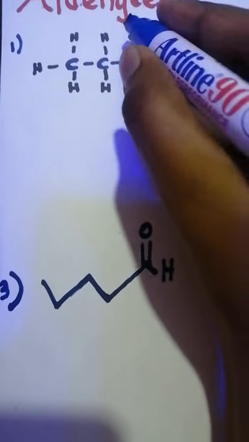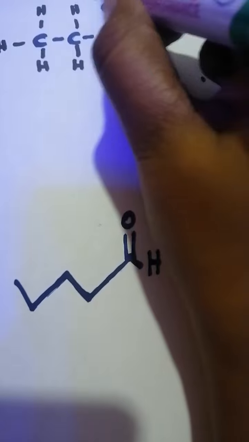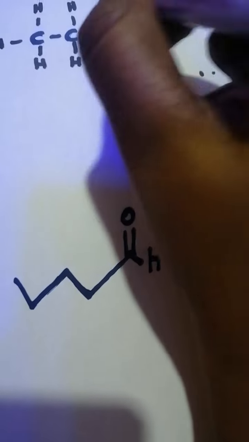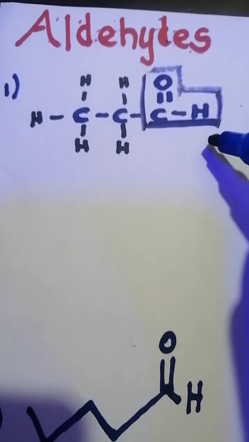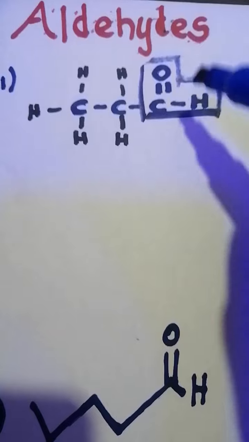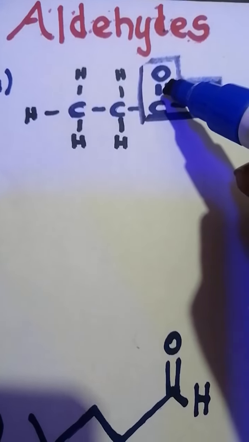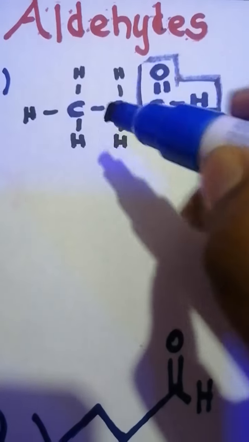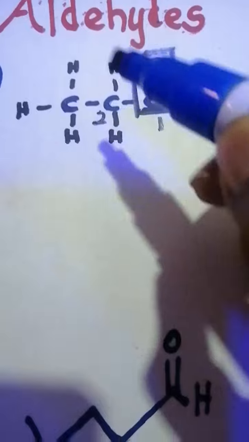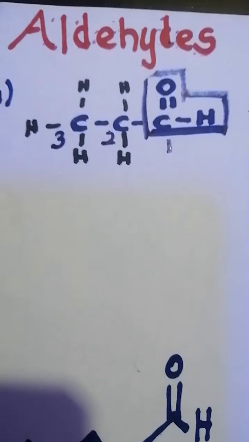So we always have to know this will be an aldehyde because of the functional group, right? It has carbon attached to the hydrogen and double bond O. So this will be the first carbon, this will be the second carbon, and this will be the third carbon. So overall, we have 3 carbons.